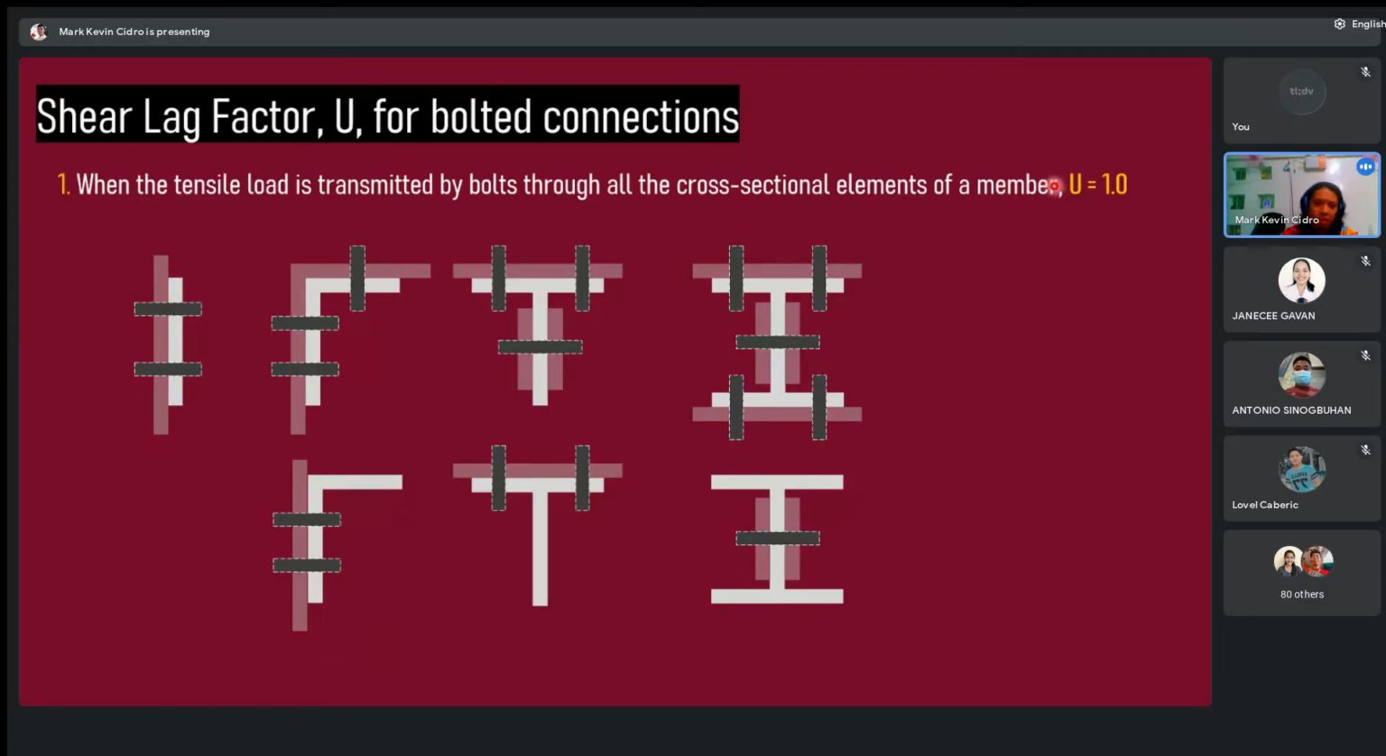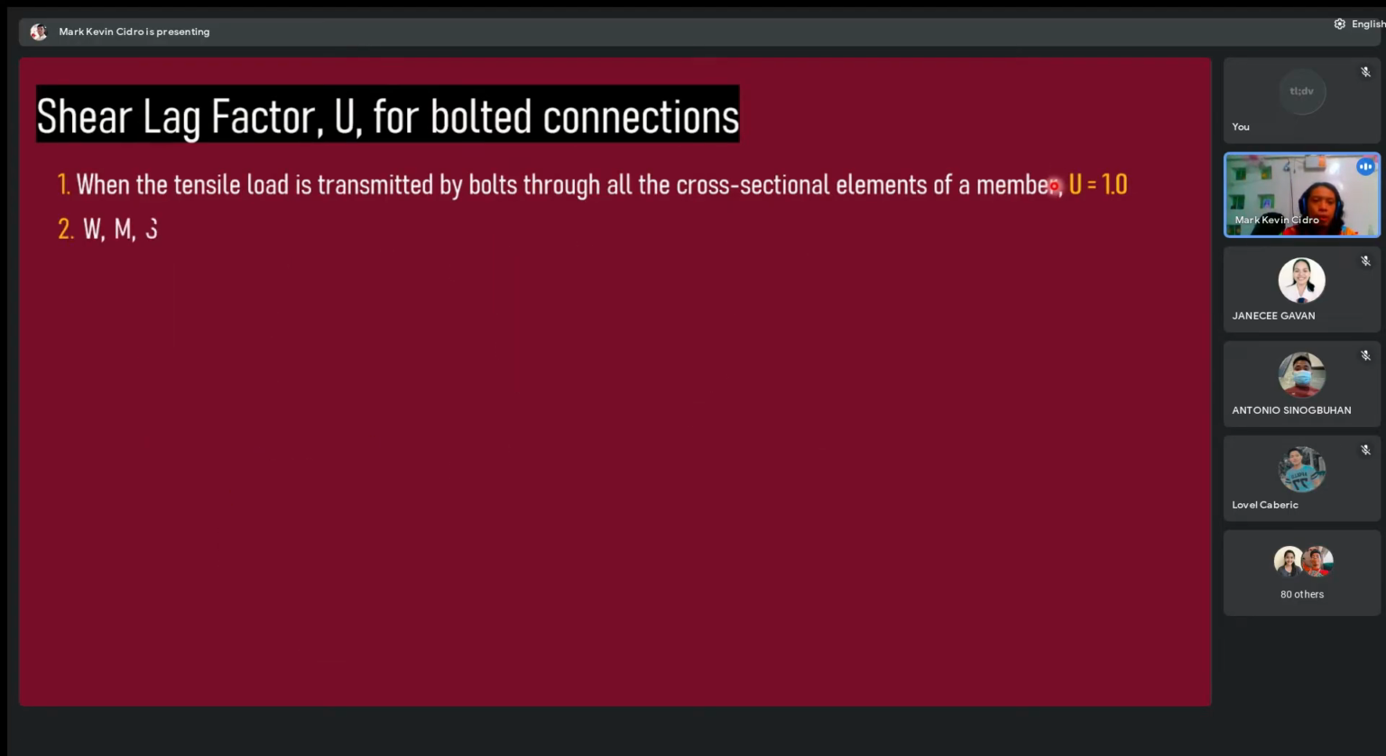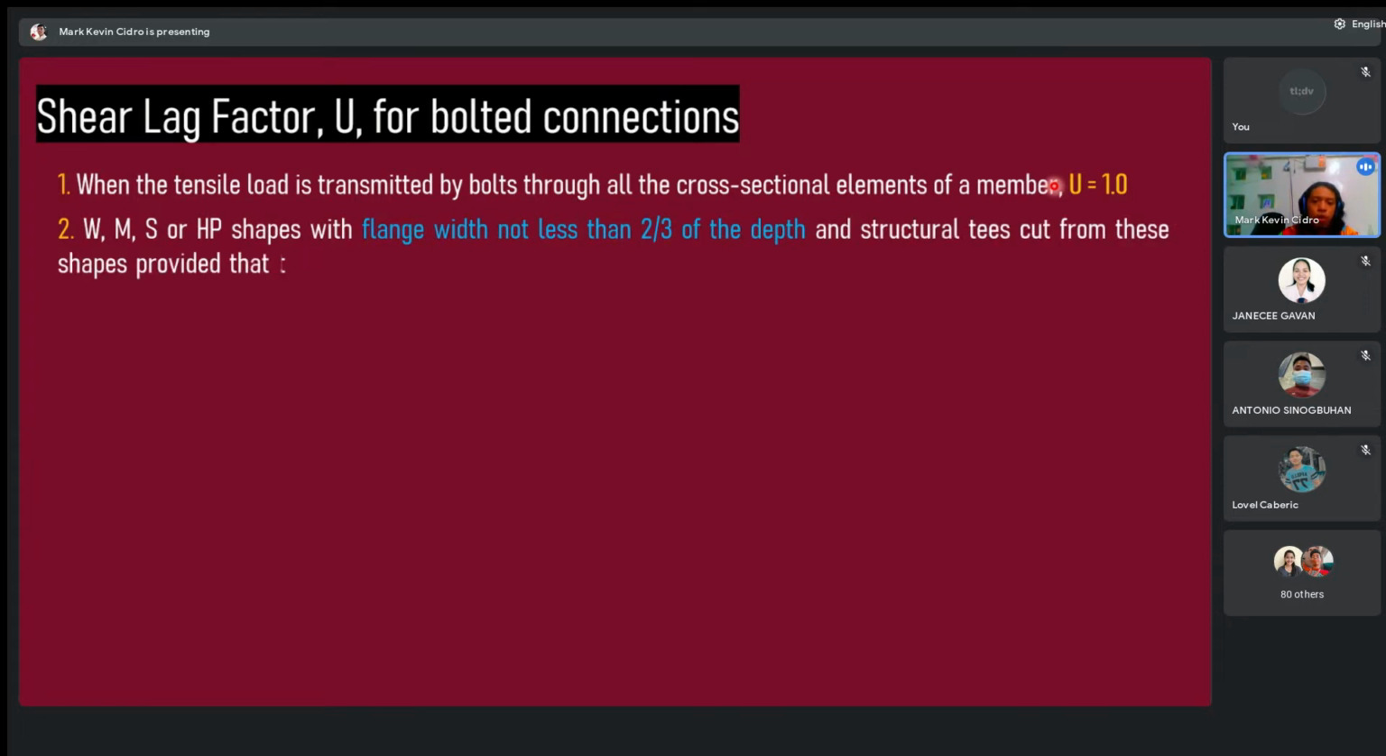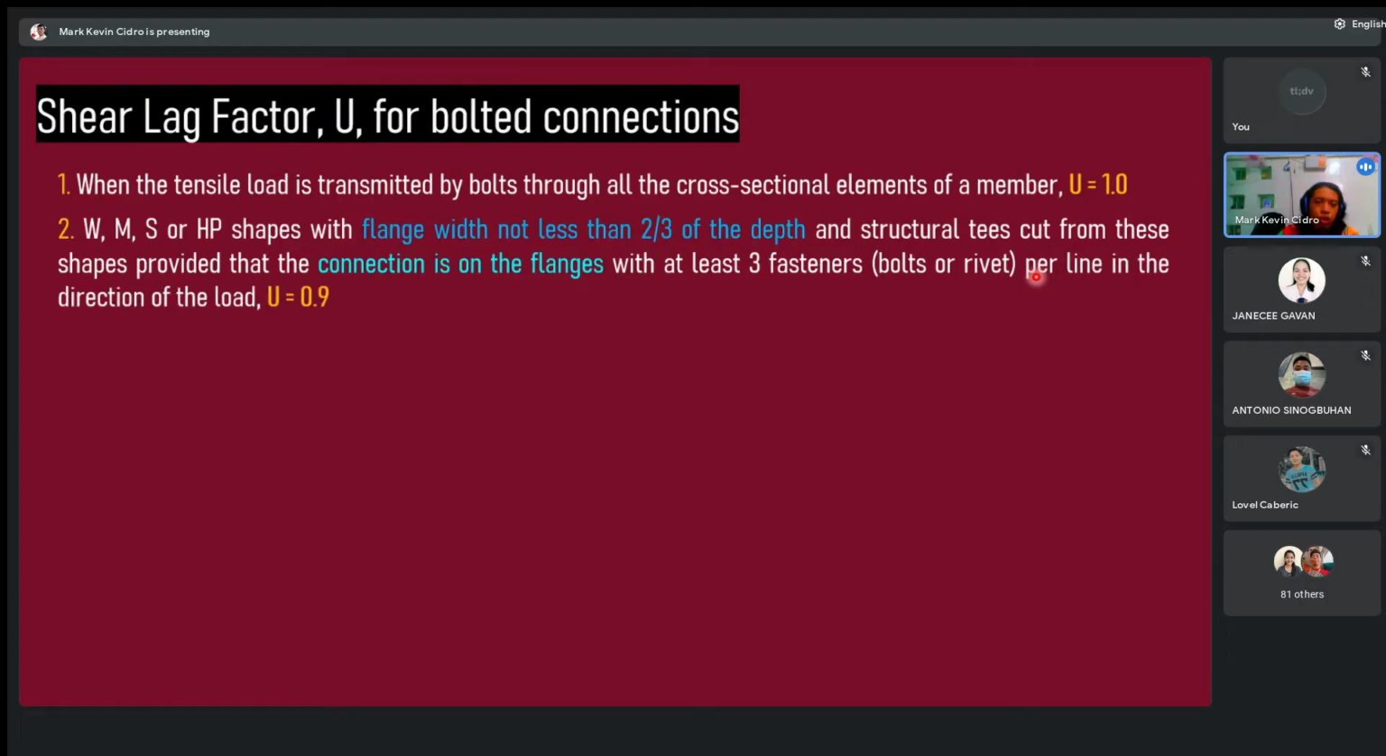Okay. Number 2. W, M, S or HP shapes with flange width not less than 2/3 of the depth, and the structural T's cut from these shapes, provided that the connection is on the flanges. Take note, this is very important.